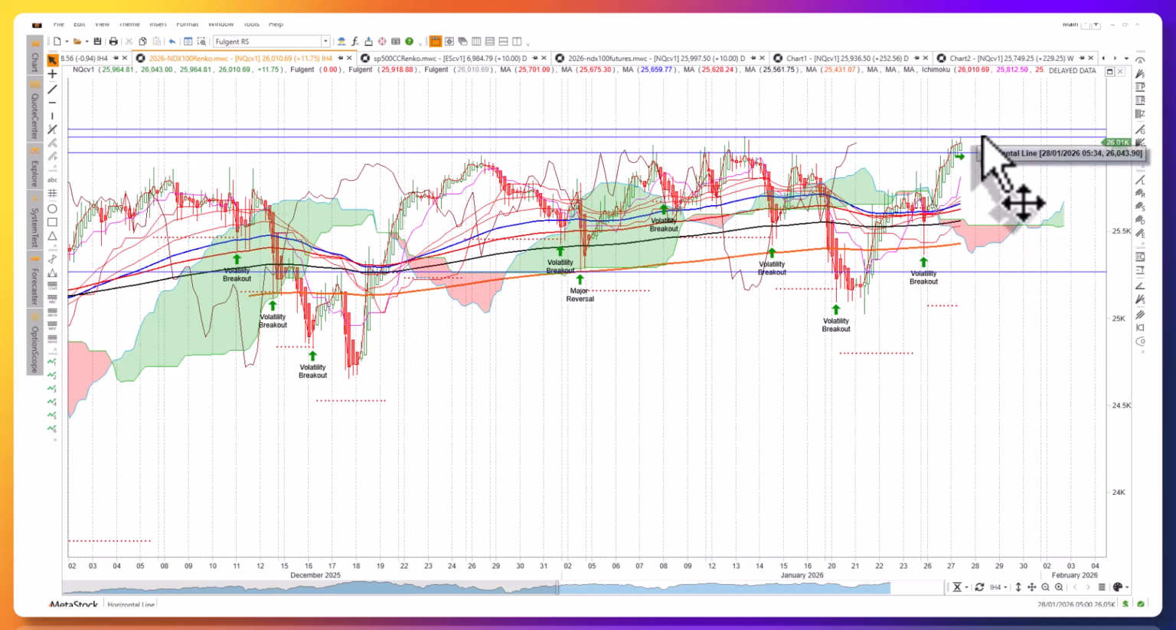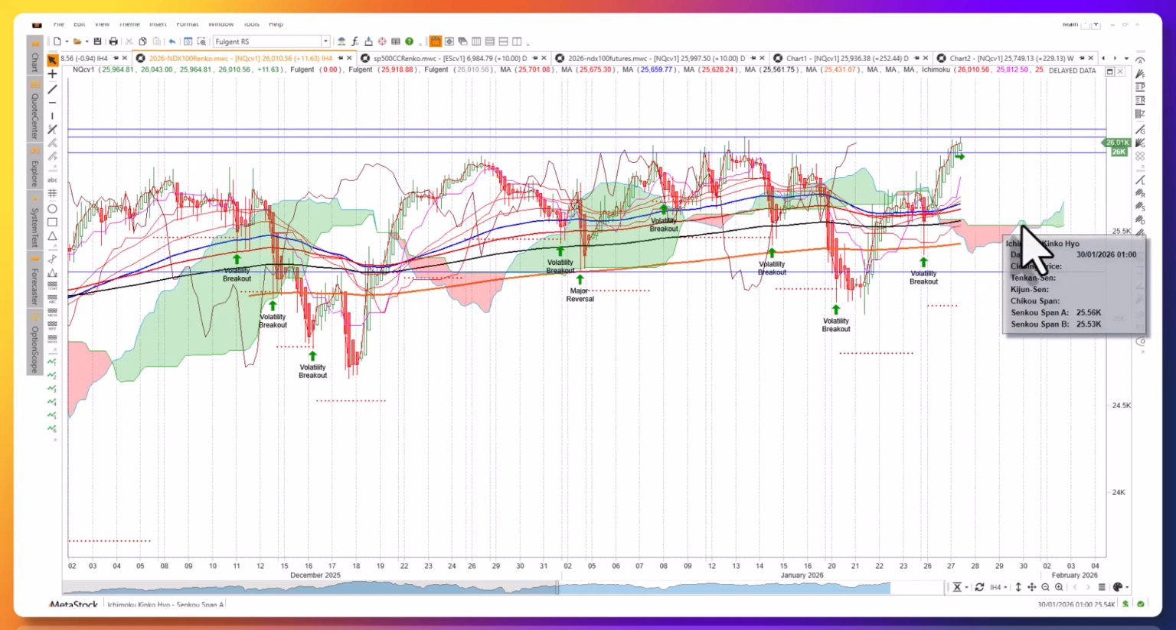We got to the first two upside targets. The next one is 26,188. So keep an eye on those levels. Now, we've broken through the cloud. What sometimes can happen is we come back to retest the turning line of the Ichimoku cloud, and then the standard line, where that comes through as support. So these levels are the critical support zones for the current rally.